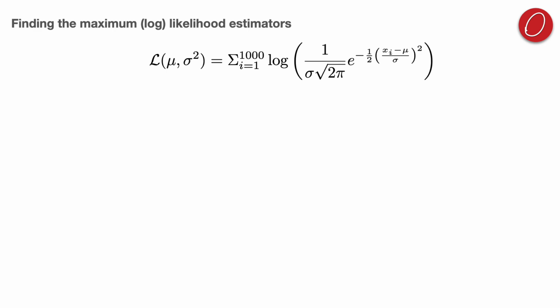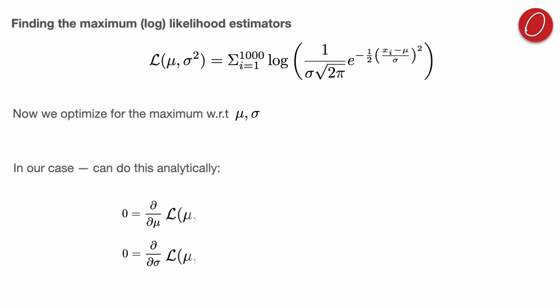Now that we have the log likelihood, we optimize for the maximum with respect to the parameters, which here are mu and sigma. In this example, we can find the maximum of the log likelihood function analytically by taking the derivatives with respect to mu and sigma and equating them to 0. But other approaches could be used, of course.